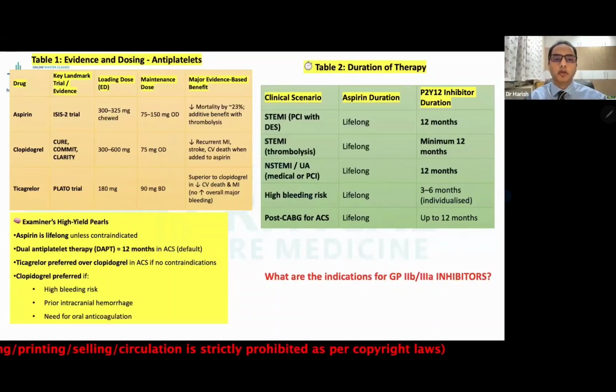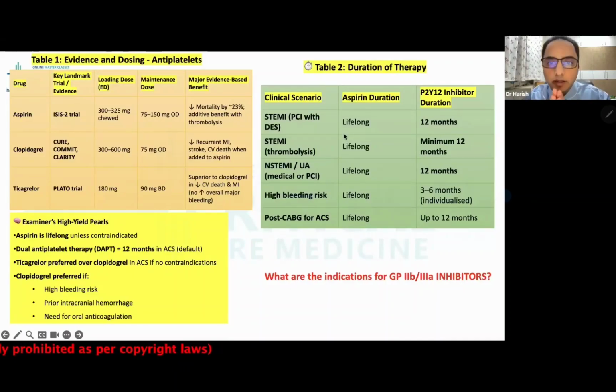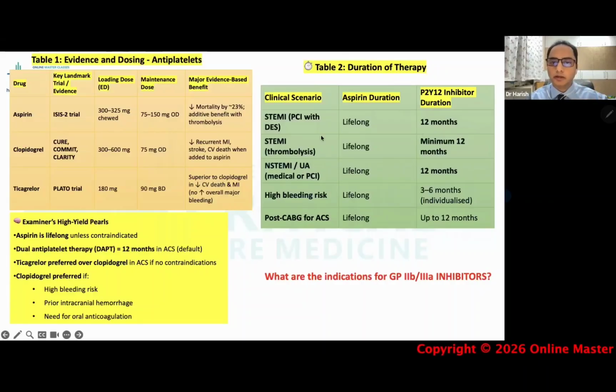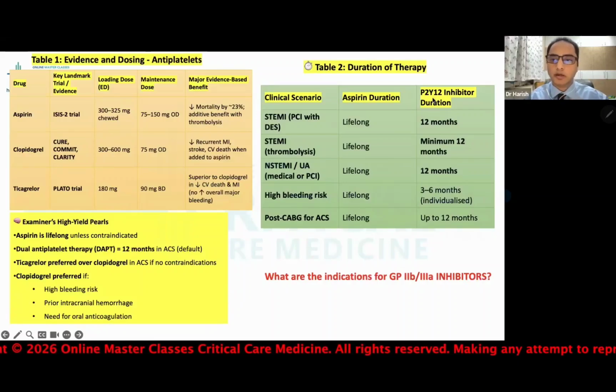Okay. So next is duration of therapy. Very, very important. When a patient has STEMI with PCI, with a drug eluting stent, aspirin is lifelong, and the P2Y12 inhibitor duration is at least 12 months. That is the dual antiplatelet therapy. STEMI who underwent thrombolysis: lifelong aspirin, and minimum 12 months for the P2Y12 inhibitor, that is clopidogrel or ticagrelor.